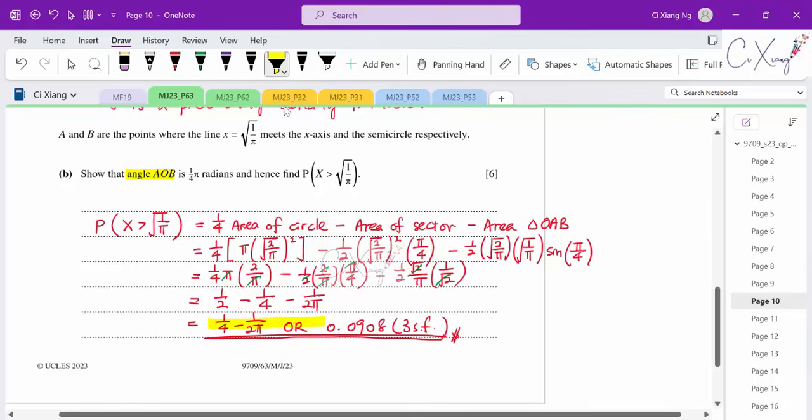Right, so this is what we should have for this particular question. To find out the probability, we're not able to integrate because we don't have the function of f(x). Therefore, you have to use some common sense on area, where area actually denotes the probability, to try to find out the probability. So this is how we answer question number 7.